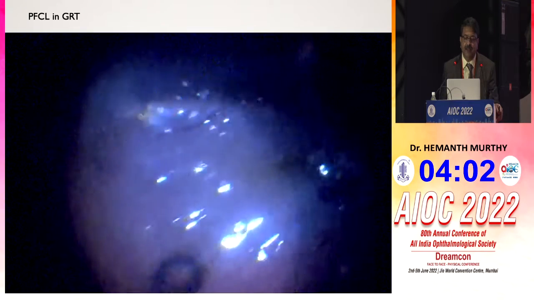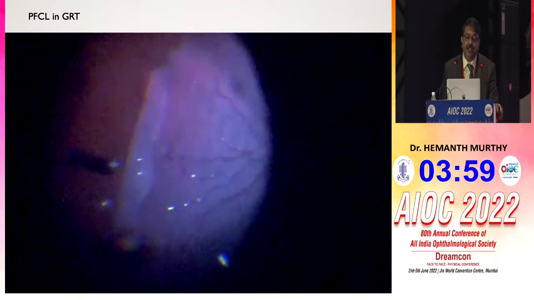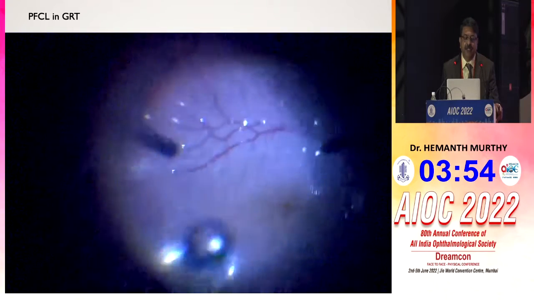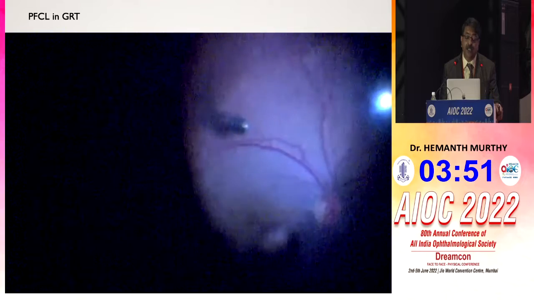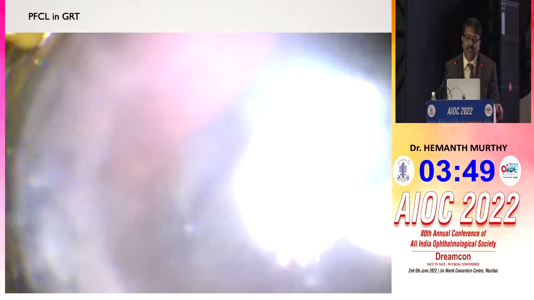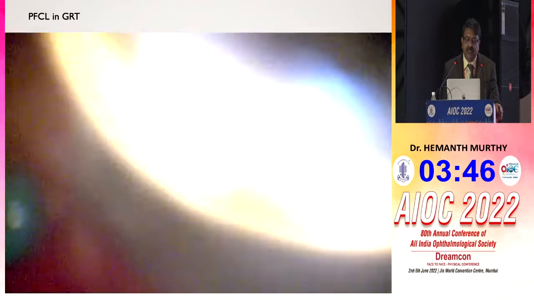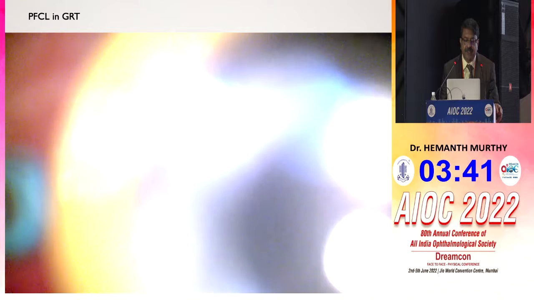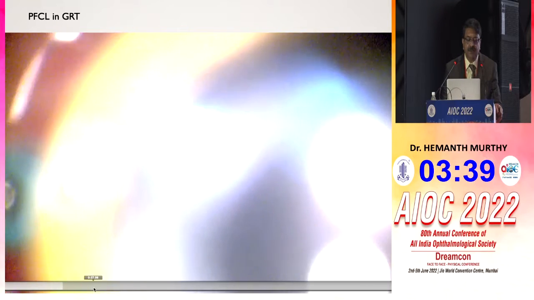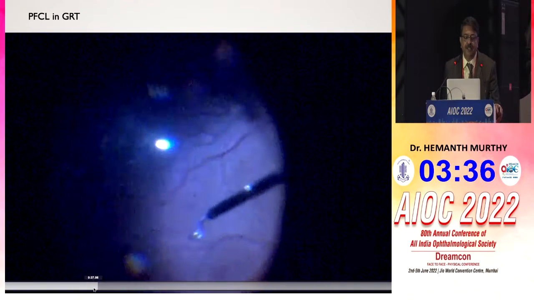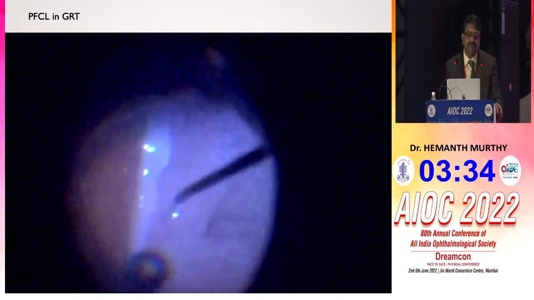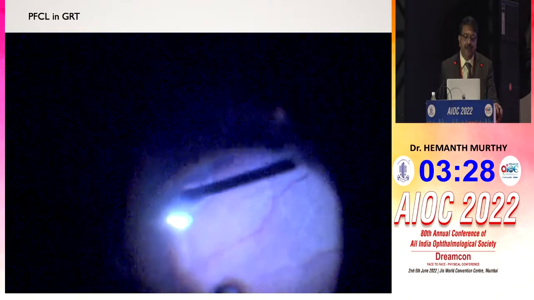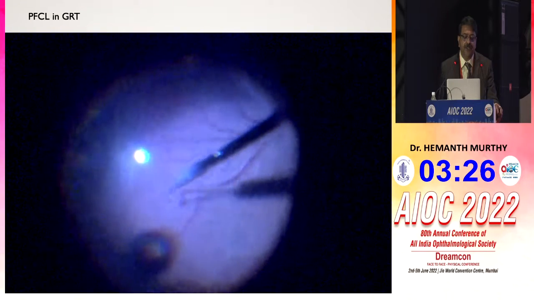Another situation wherein you use PFCL extensively is a GRT. So this is a patient with GRT, and one good thing is that this patient also has rolled edges. So a good way to unroll these edges is to use the Finesse loop. So in this patient, I use the Finesse loop to unroll the edges under PFCL. Just to show you that. So this is the Finesse loop, and you can use that to unroll these edges. And PFCL provides you a good ability to stabilize the retina as you proceed.